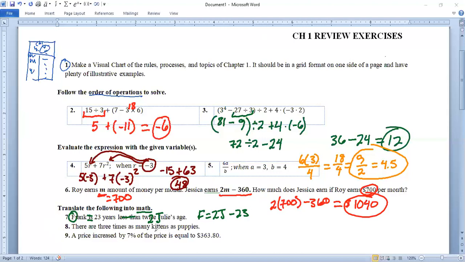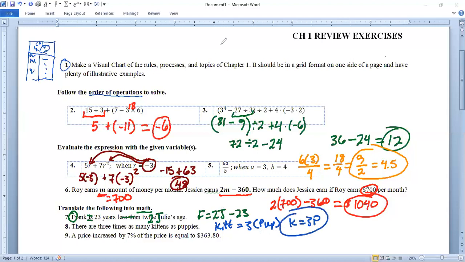Number 8, there are 3 times as many kittens as puppies. That means there are more kittens here. So let's write this out a little bit differently. The number of kittens is 3 times the number of puppies. So K is 3P. Remember, that's a confusing one. This will switch them around. There are 3 times as many kittens as puppies. That means there are 3 times more kittens. The number of kittens is 3 times the number of puppies. There we go. And so that's where we get that one from.